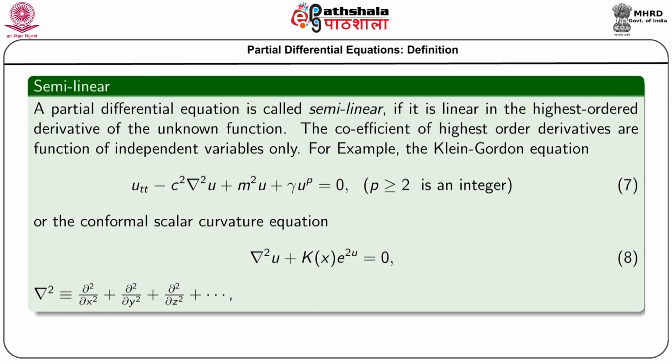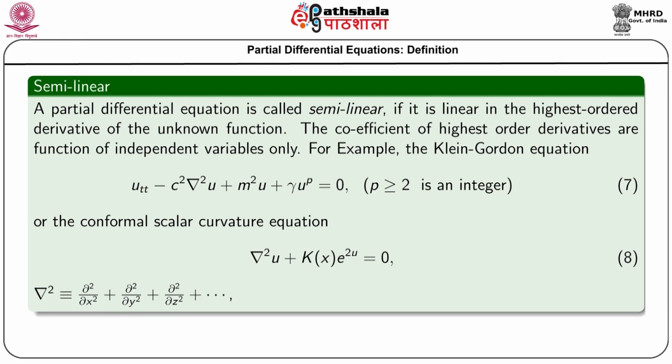A partial differential equation is said to be semi-linear if it is linear in the highest order derivative of the unknown function, but there is a difference between a quasi-linear and semi-linear differential equation. In case of a semi-linear differential equation, the coefficients of higher order derivatives are only functions of independent variables, but in contrast, in case of quasi-linear equation, the coefficient of highest order derivatives may be a function of dependent variables and the partial derivatives of lower order.